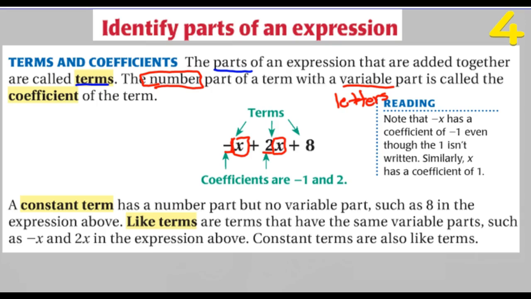A constant term has a number part but no variable part. So it has a number part like this 8, but this 8 is all by itself. So that's our constant. It never changes. Like terms are terms that have the same variable parts, such as -x and 2x in the expression above. Constant terms, if we were to add maybe a +3 to this problem, our like terms for constants would be 8 and 3, and that would come out as 11 if we added those together.